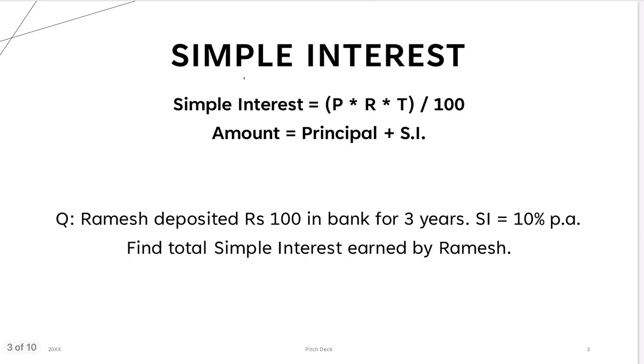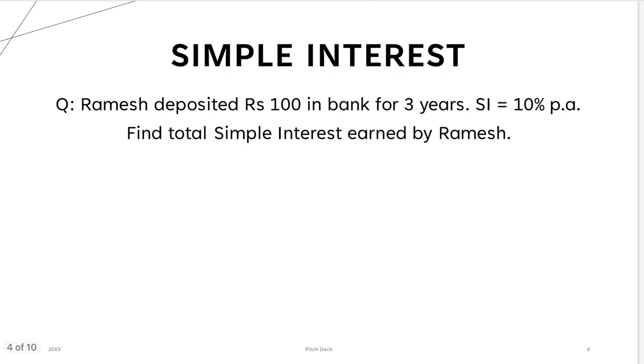Now moving on. There are two types of interest: simple interest and compound interest. Simple interest and compound interest. There are some formulas for simple interest and compound interest, but let's start with simple interest. We'll not go to the formula first. We'll understand what happens in simple interest and then come back and see this formula. Okay, going to the next slide.